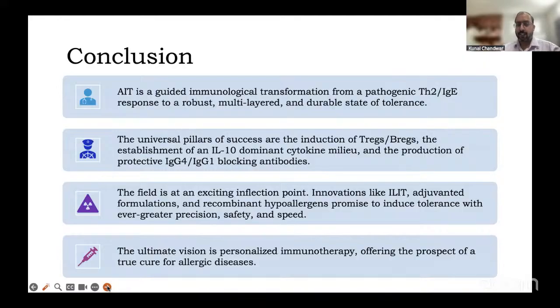The field is again at an exciting inflection point with innovations of intralymph node immunotherapy, adjuvant formulations, and recombinant hypoallergens that promise to induce tolerance with even greater precision, safety, and speed. And the ultimate vision is a personalized immunotherapy offering the prospect of a true cure for all our allergic patients. Thank you.